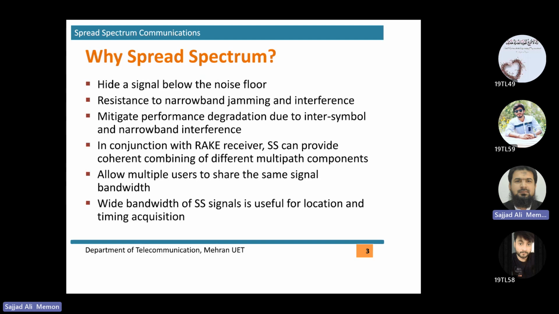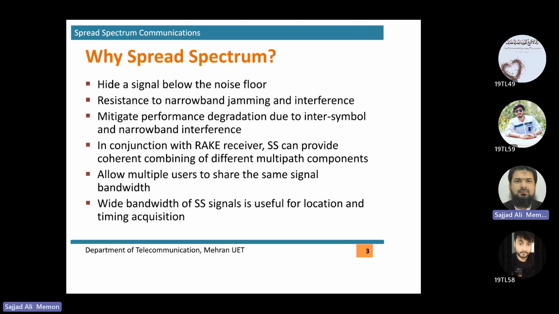So it's like we spread the narrowband energy into a wider band. So the energy will spread over a wider bandwidth compared to the narrow bandwidth. So the energy level will reduce and it will hide below the noise floor, because your spread spectrum signal, basically a pseudo noise code, spreads over a much larger bandwidth. So its noise floor will be on top of the narrowband signal that you are trying to send over this pseudo noise code. So resistance to narrowband jamming and interference can be achieved through spread spectrum. And we can also mitigate performance degradation due to intersymbol and narrowband interference.